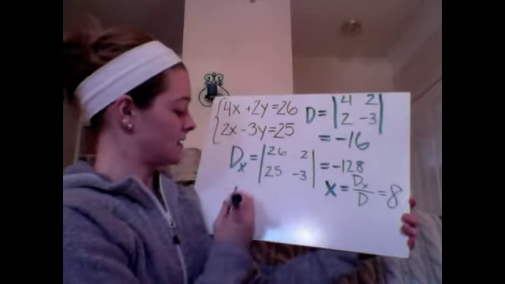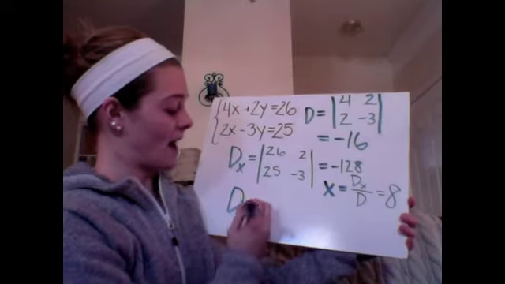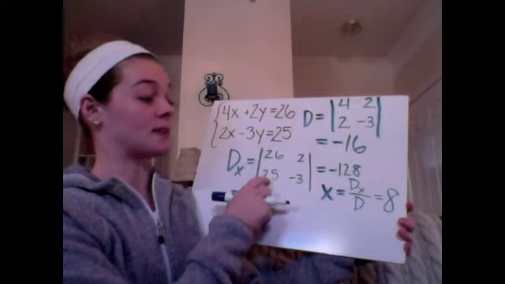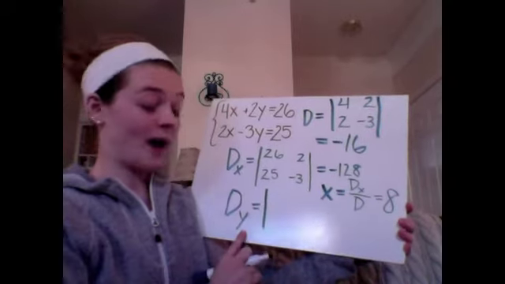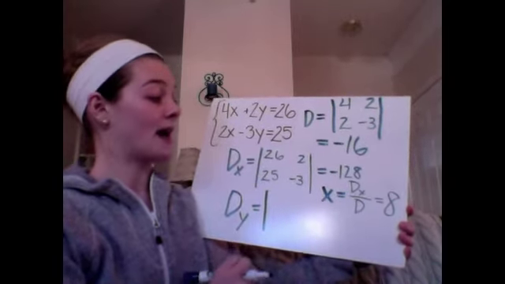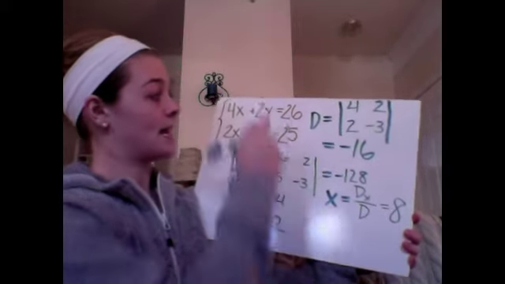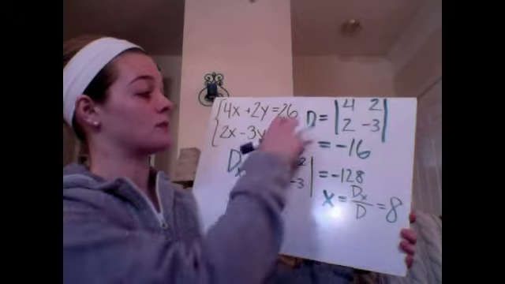Alright, the next determinant I need to do is my y determinant. Now when we did the x determinant, we actually replaced the x column. Now, because we're doing the y determinant, we're going to replace the y column. So my original x column is going to stay the same, and I'm going to replace my y coefficients with the solutions.